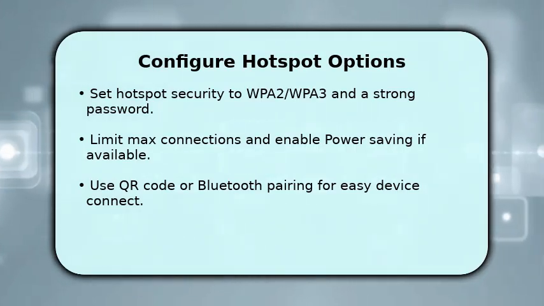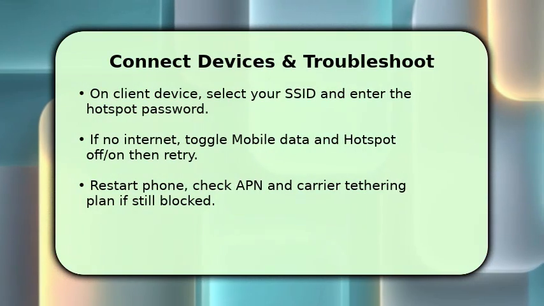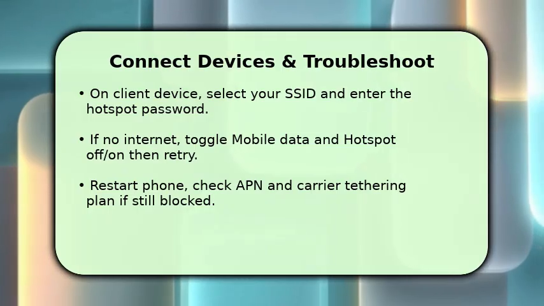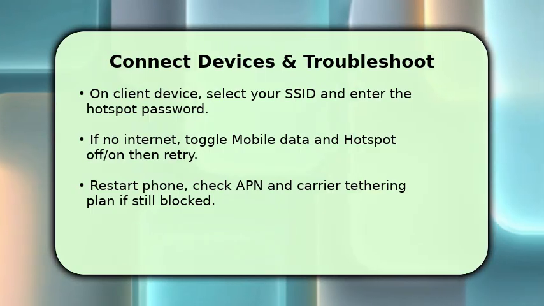You finish by connecting devices. On the laptop or tablet, choose your SSID and enter the password you created. If a device cannot access the internet, first toggle mobile data and the hotspot off then on.